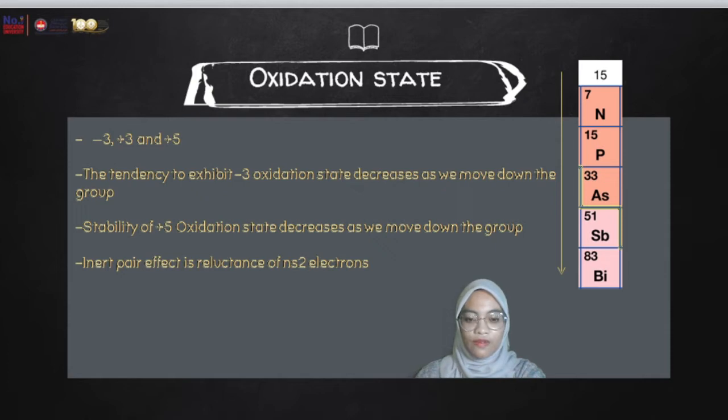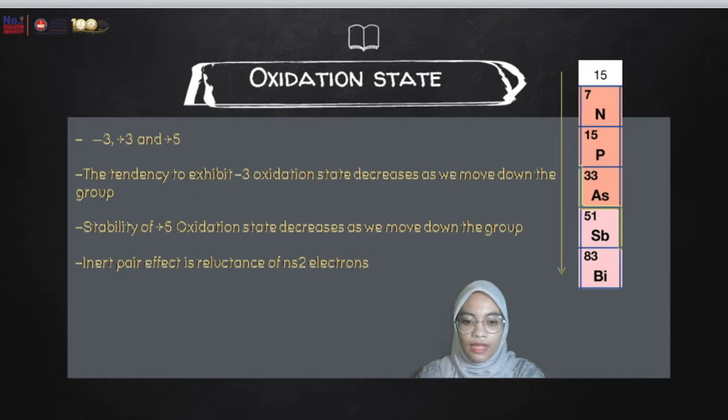The elements of group 15 generally exhibit -3, +3, and +5 oxidation states. The tendency to exhibit the -3 oxidation state decreases as we move down the group due to an increase in the size of the atom and the metallic character. In fact, the stability of the +5 state also decreases as we move down the group. Due to the inert pair effect, the stability of the +5 state decreases and the +3 state increases as we move down the group in the periodic table.